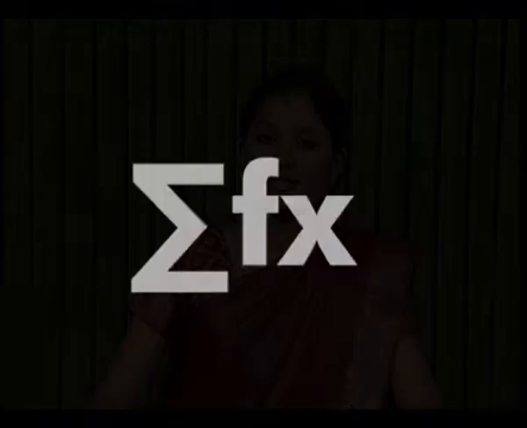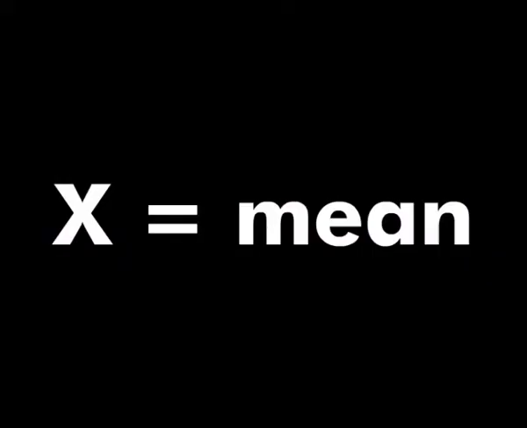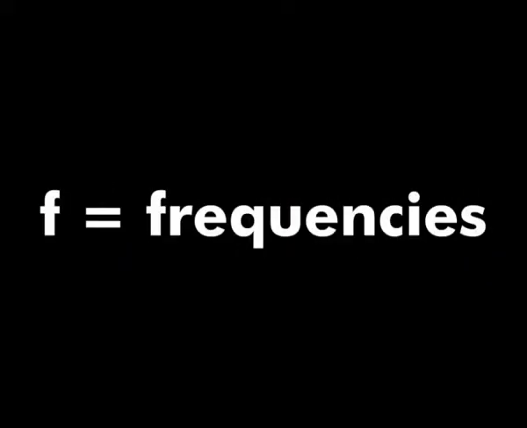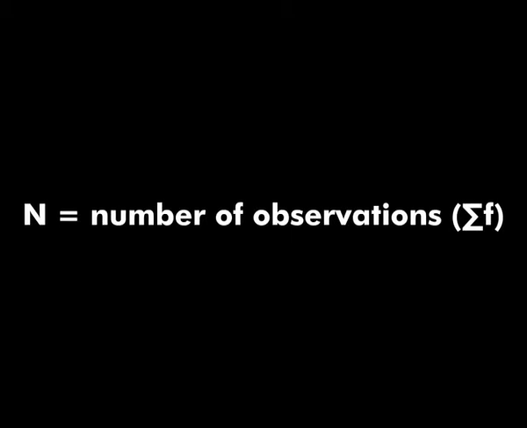All values of fx, where x are the midpoints, are added to obtain sigma of fx, that is finally divided by the number of observations, that is n. The following formula is used. X bar equals sigma of fx divided by n, where x bar equals mean, f equals frequencies, x equals midpoint of class intervals, n equals number of observations.